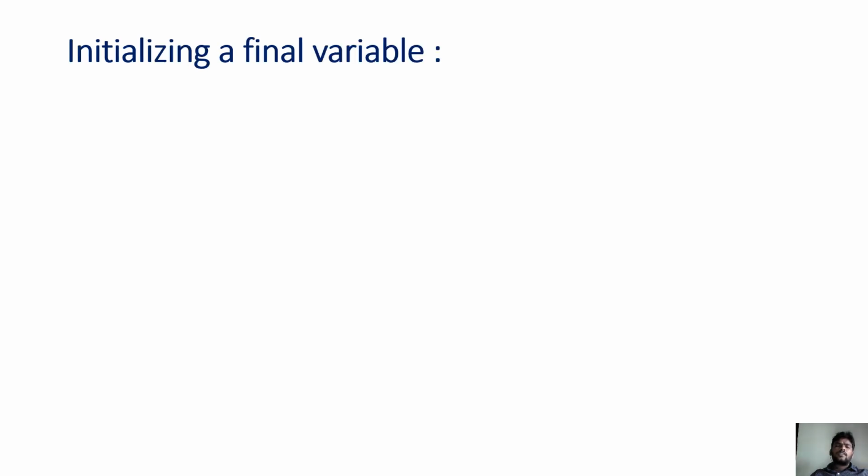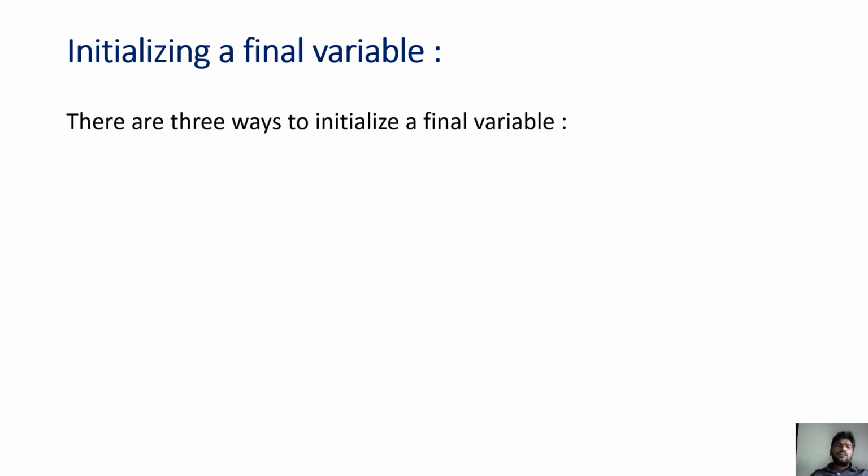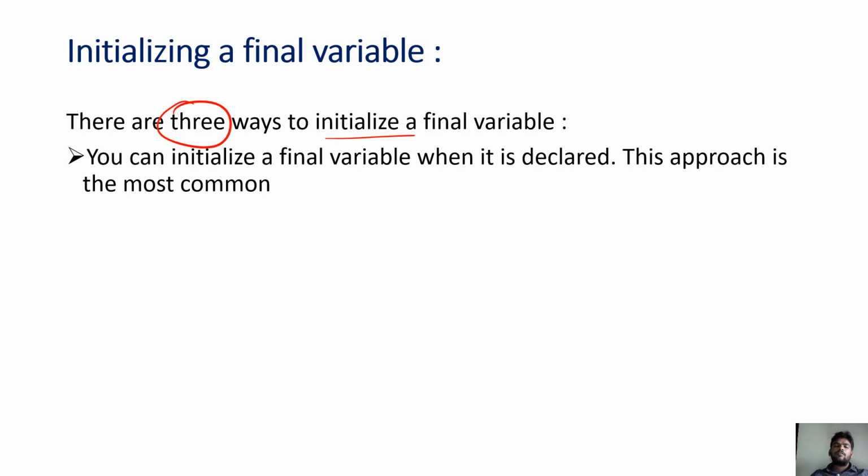And as I said, initialization is mandatory for a final variable. Now, how to initialize a final variable? There are three ways to initialize a final variable. The first way is the regular one. You can initialize a final variable when it is declared. At the time of declaration only, you can initialize. It's very common.